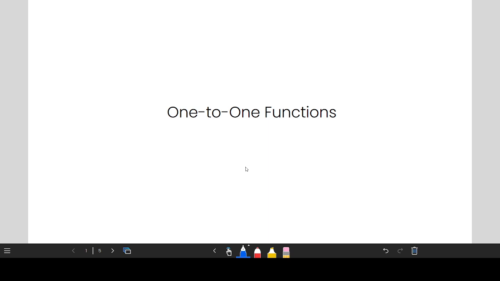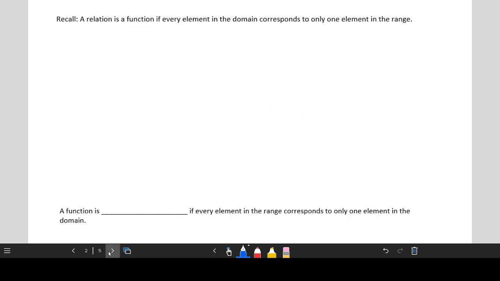In this video, we're going to begin discussing one-to-one functions. First, let's review what a function is. A function is where every element in the domain corresponds to only one element in the range. In other words, each x value only gives one y value. And that's what you would probably want from a function.